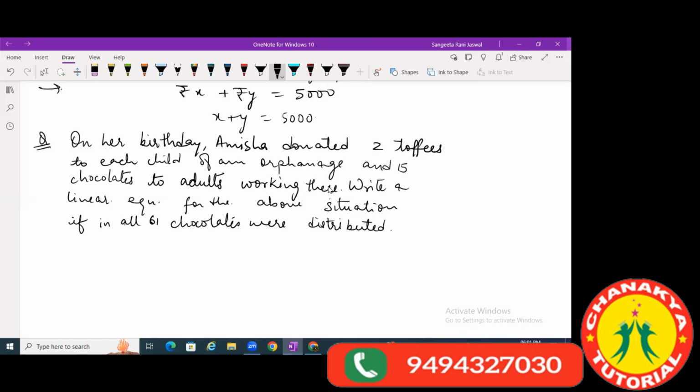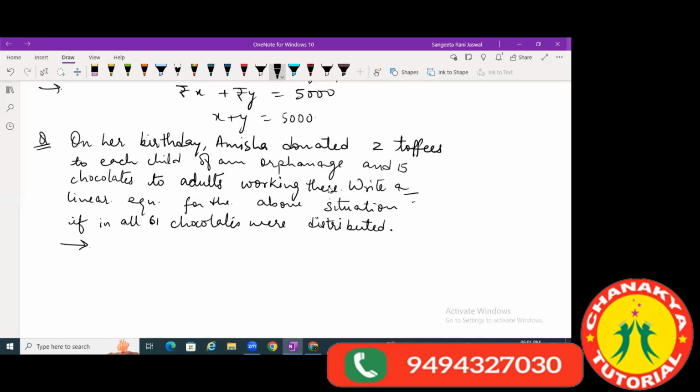Ma'am, I have a doubt in the question. Please ask. Is the number 15 the number of chocolates she distributed to all adults or each adult? To all the adults. Okay, now see in this question, there is no Y situation given. So no need to plot a graph in this. You just have to find the equation. Write the linear equation for the above situation. If in all 61, you just have to write the linear equation and solve for X.